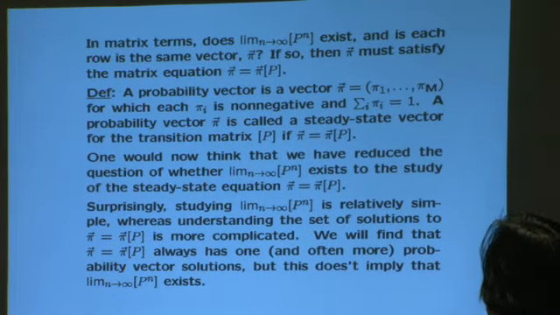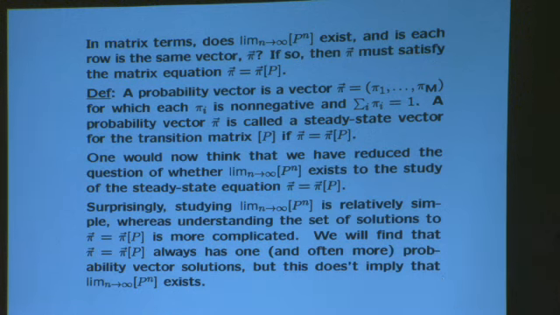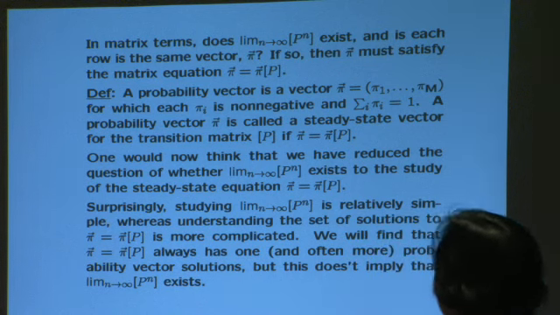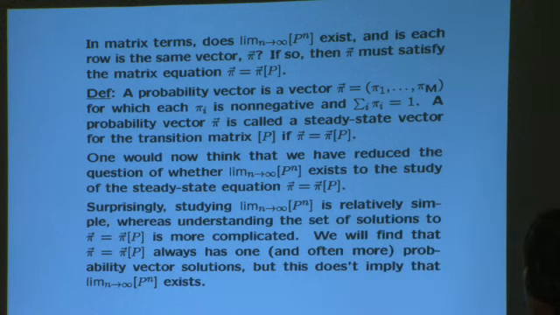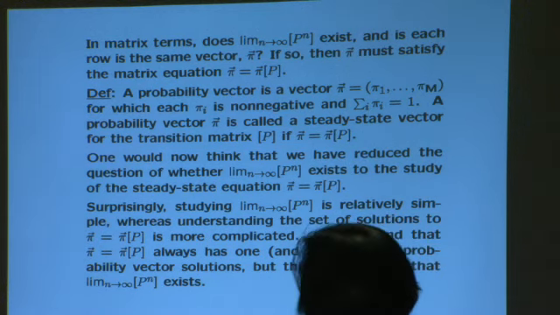Okay, if this limit exists, the probability vector is this vector pi, with entries pi 1 through pi m, because we said it was an m-state Markov chain. Each pi sub i is non-negative, and they also obviously have to sum up to 1. So this is what we call a probability vector, called the steady state vector for this transition matrix P, if it exists.